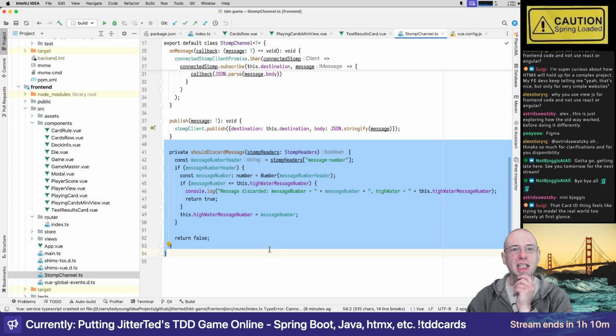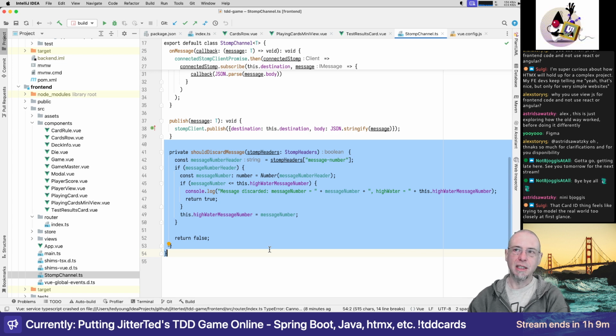The card ID thing feels like trying to model the real world too closely. I don't think so. I do need to know which card is which, mainly because, yes, cards of the same type are technically interchangeable, but I have to keep track of how many there are. And it was just easier to give them unique identifiers.